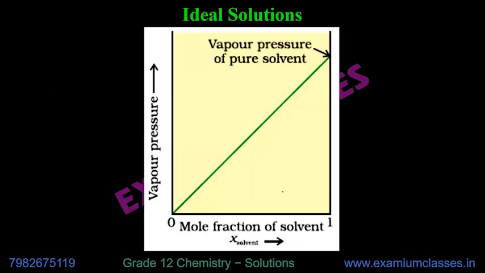When we talk about an ideal solution, the graph of the vapor pressure with respect to mole fraction of the solvent will be a straight line. We considered ideal solutions till now in the liquid-liquid solution, that's why the graph was a straight line. P1 was proportional to X1. This was a straight line because we considered ideal solution.